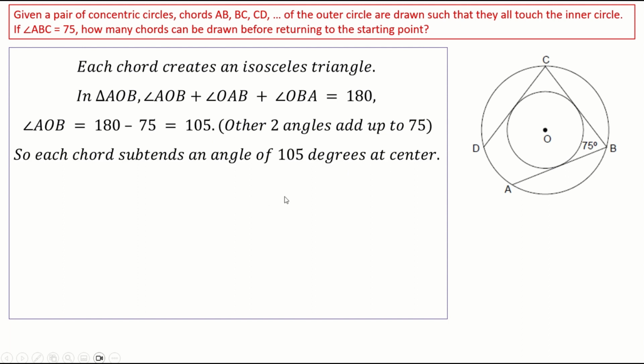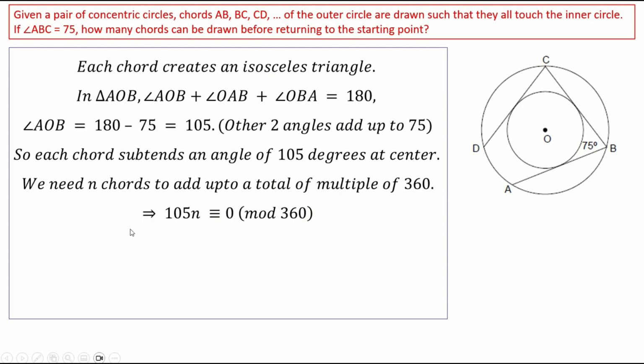So you just keep adding 105 degrees, 105 degrees. You should come back to some multiple of 360 degrees, right? Only then will you reach back to the starting point, that is A. So you can rewrite this as 105n is congruent to 0 mod 360, correct? 105n, n number of 105s you will make, it will become a multiple of 360.